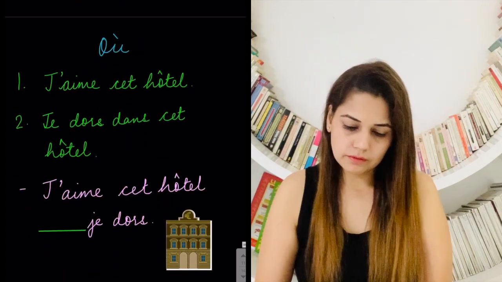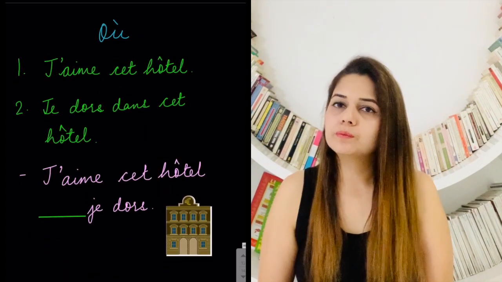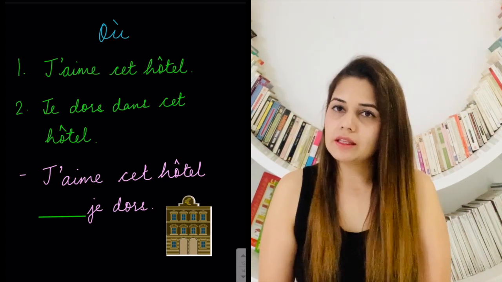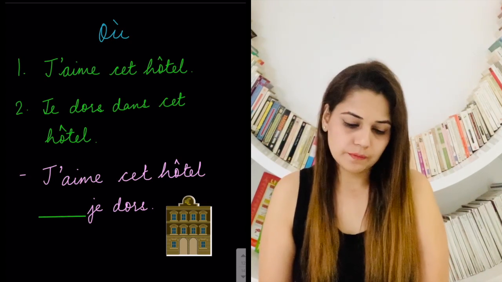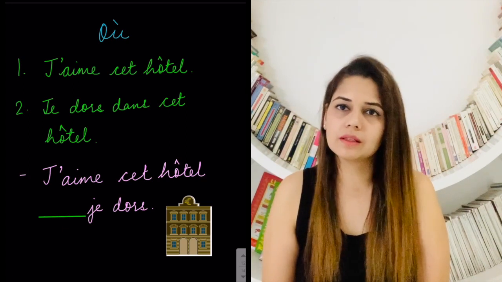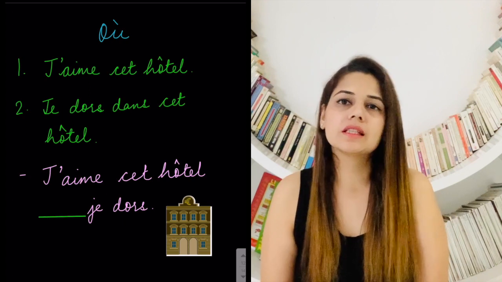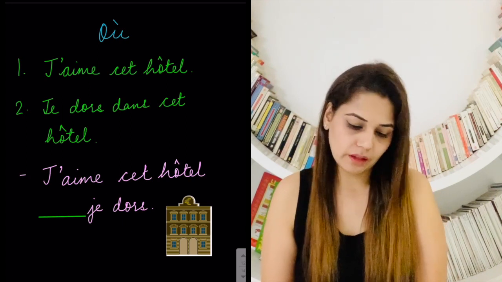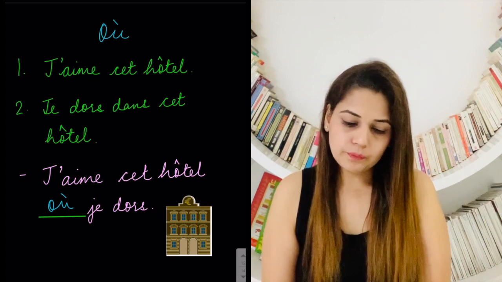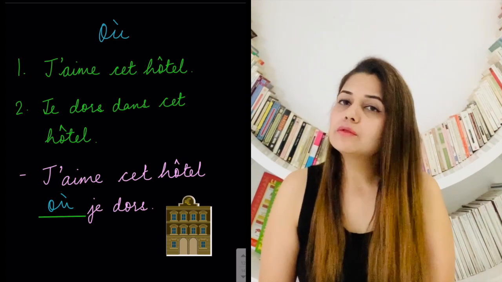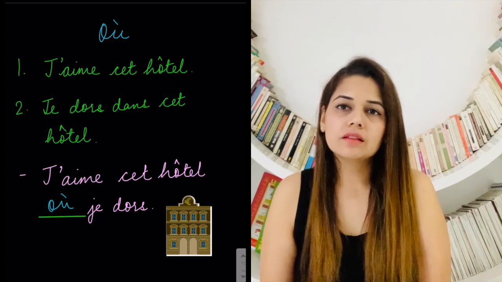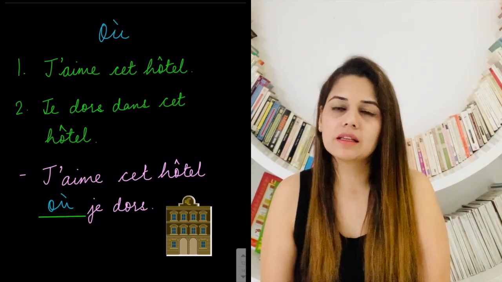Moving on, ou. We have two sentences again. J'aime cet hôtel. I like this hotel. Je dors dans cet hôtel. I sleep in this hotel. Now let's combine these two sentences using ou. J'aime cet hôtel où je dors. Now, le pronom relatif ou is replacing le complément circonstanciel de lieu, that means the place, that is the hotel.